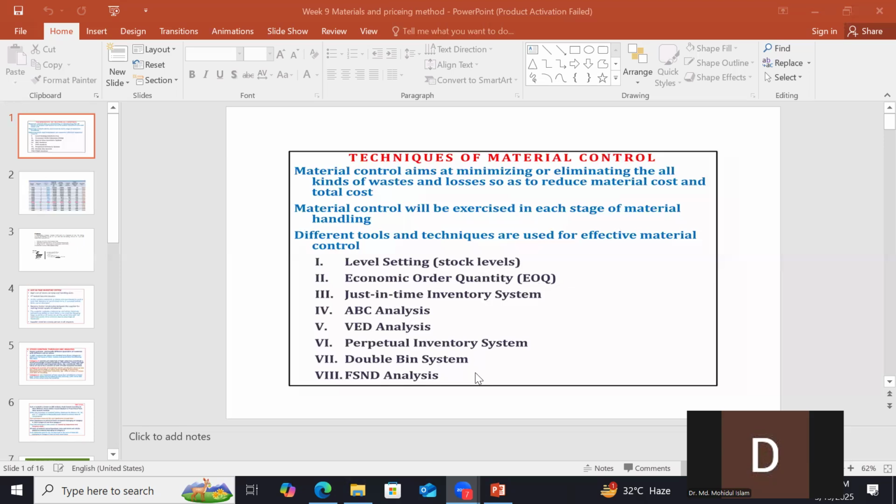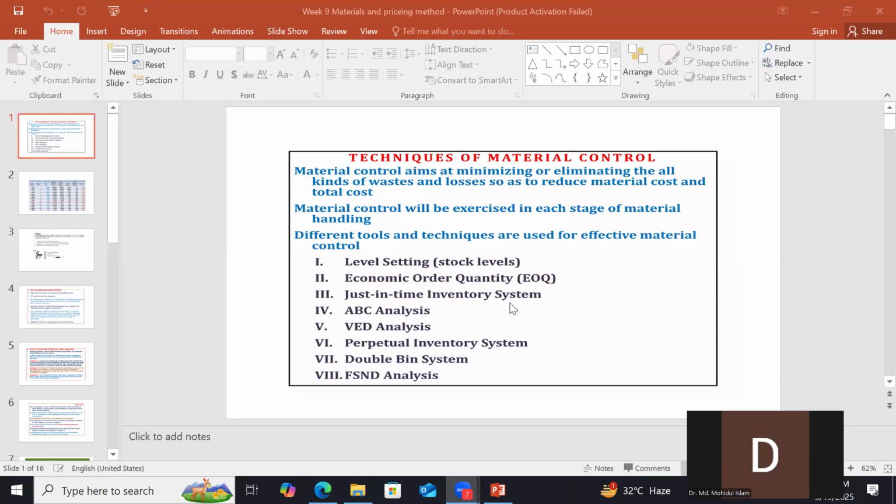Now a question arises simply: why control, why do we need the control of materials? To minimize wastage and losses of materials, the materials need control. So there are some tools and techniques I have tried to highlight here. Okay, I am going to another slide. We will discuss these controlling tools in detail, because before class we have already discussed EOQ and stock level.